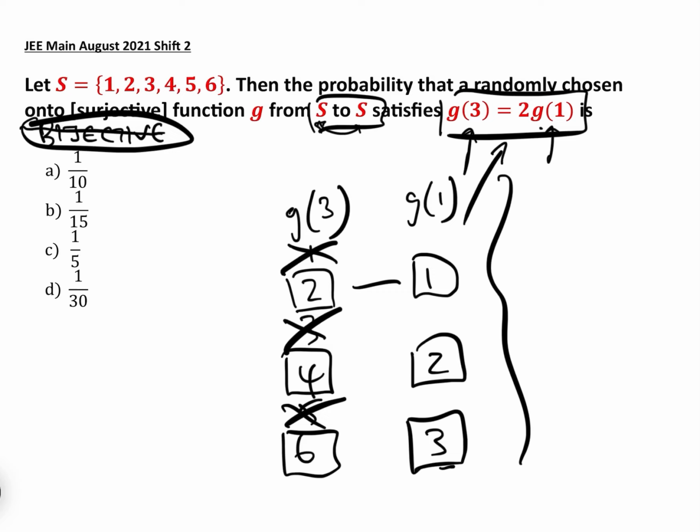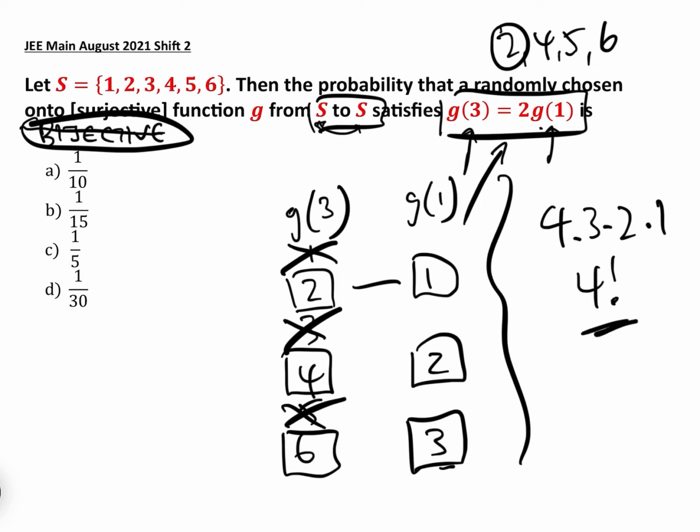Okay, but what about the other 4 numbers, which would be 2, 4, 5, and 6? Well, for the other 4 numbers, there are no constraints. So basically, one of those numbers can map to any of the 4 numbers left. So that's 4, and the next one maps to 3, and the next one maps to 2, and the next one can map to 1. So that's 4 factorial. And so therefore, the total number of surjective functions satisfying this is 4 factorial times 3, which is 72.